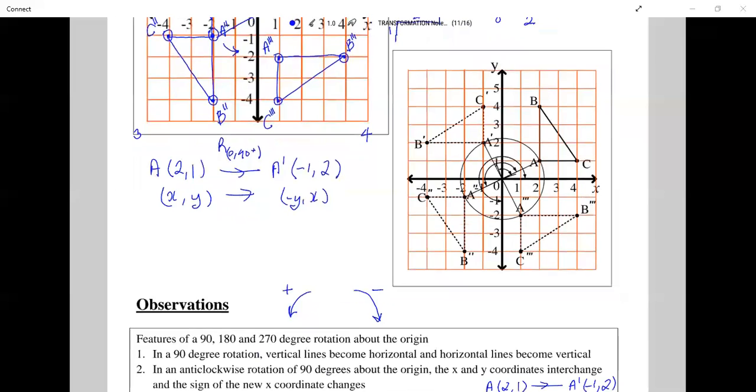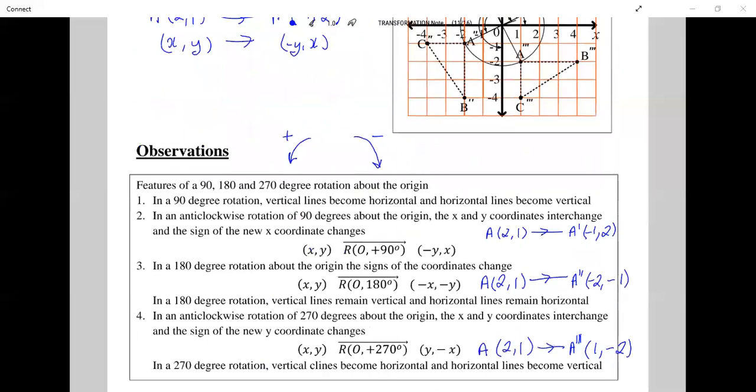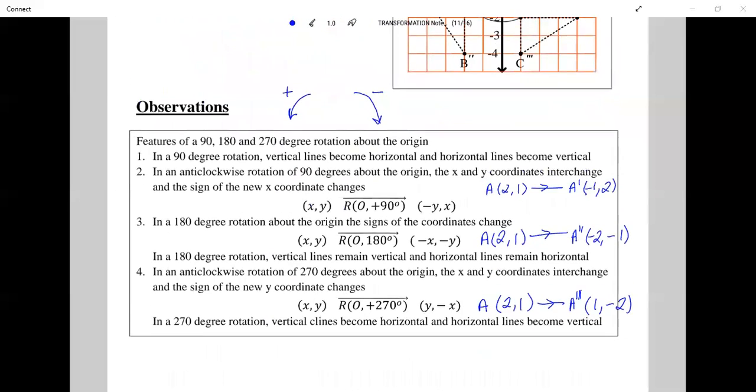All right, so these are observations that, if you can remember them, can make the process of doing a rotation about the origin simpler, or help you to identify a rotation more quickly, in case you are asked to describe the rotation completely. You should remember these observations, plus the ones from reflection.